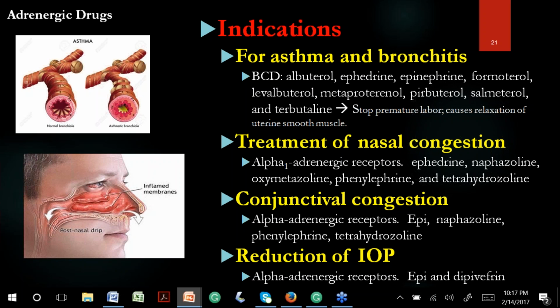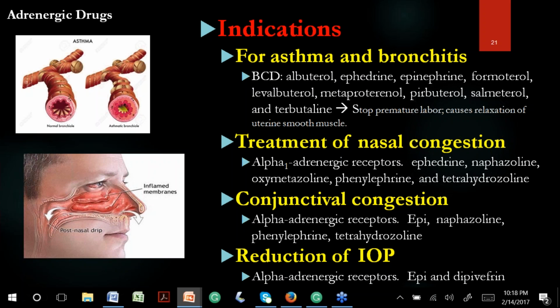So we have alpha-1 adrenergic agonists: ephedrine, naphazoline, oxymetazoline, phenylephrine, tetrahydrozoline. So all these act on alpha adrenergic receptors. So you can treat nasal congestion.